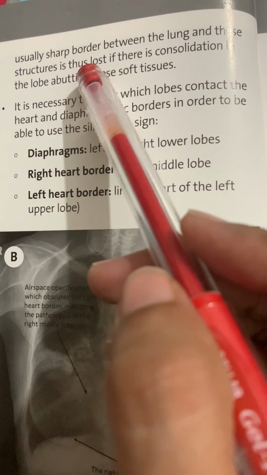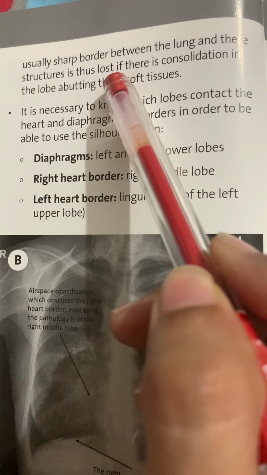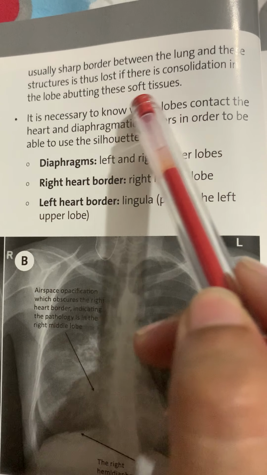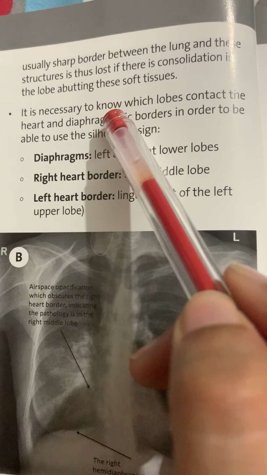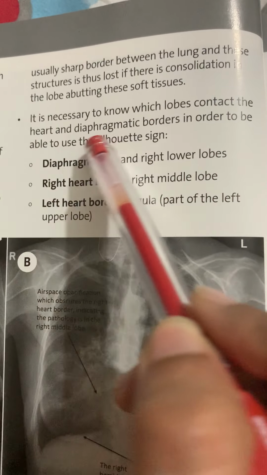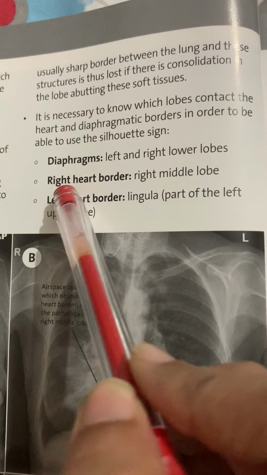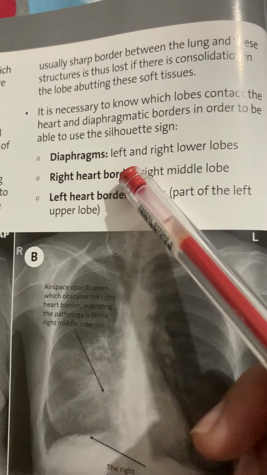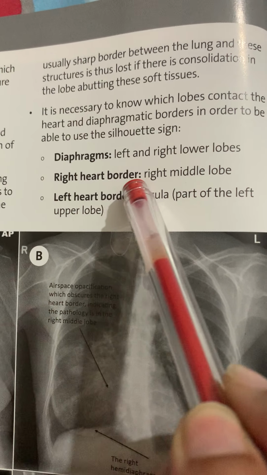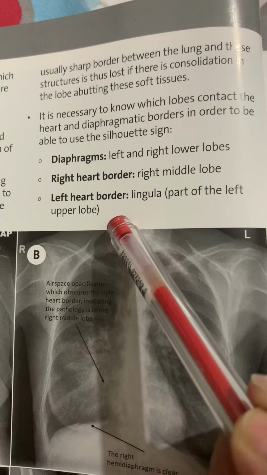The usual sharp border between the lung and these structures is thus lost, if there is consolidation in the lobe abutting these soft tissues. So it is necessary to know which lobes contact the heart and diaphragmatic borders in order to be able to use the silhouette sign. Diaphragm: left and right lower lobes. Right heart border: right middle lobe. Left heart border: lingula, part of the left upper lobe.